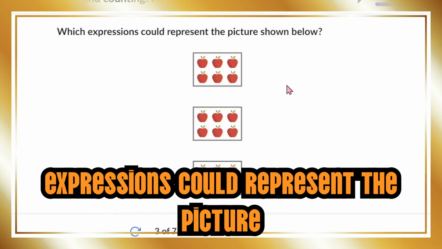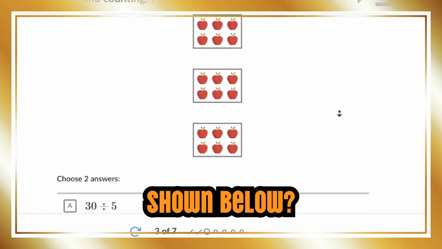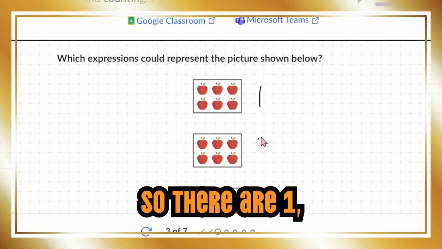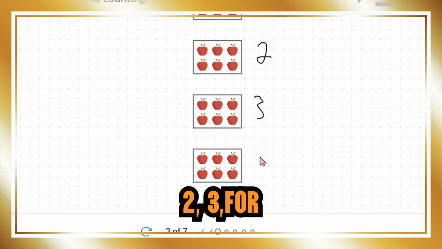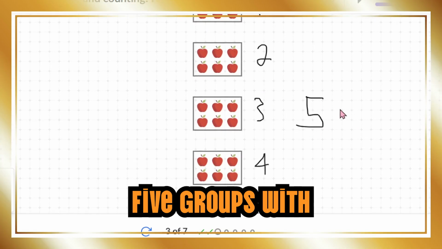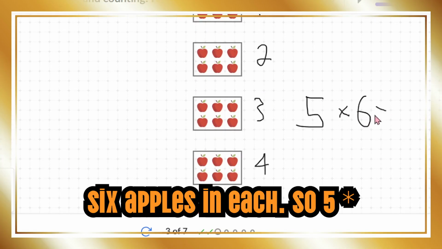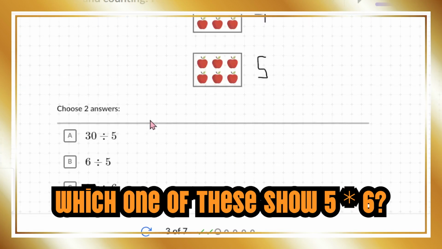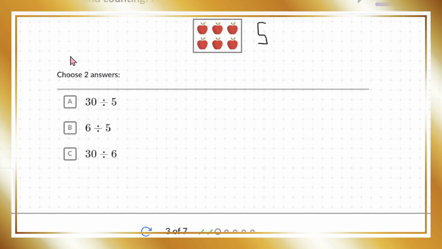Which expressions could represent the picture shown below? So there are 1, 2, 3, 4, 5 groups with 6 apples in each. So 5 times 6 equals 30. Now which one of these shows 5 times 6?